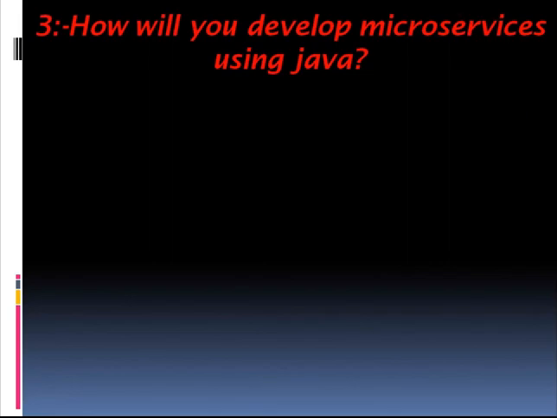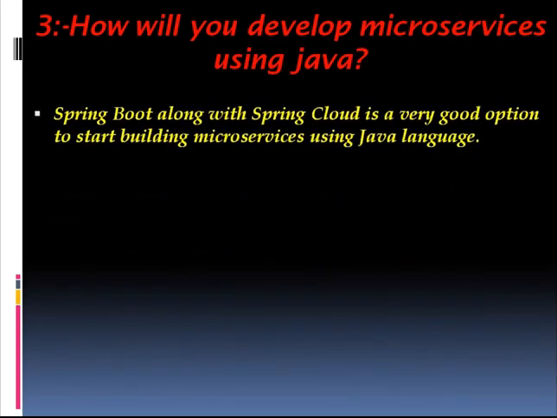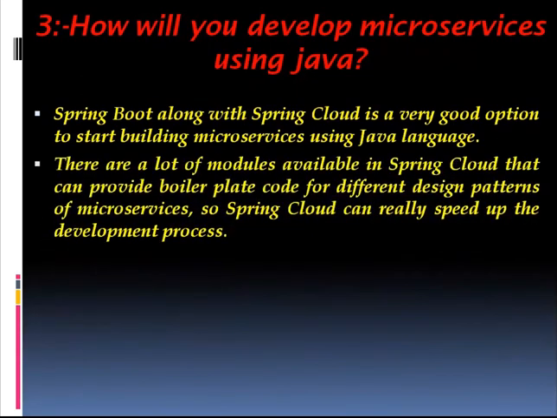Our third question is how will we develop microservices using Java? There are very useful tools, that is Spring Boot. Spring Boot along with Spring Cloud is a very good option to start building microservices using the Java language. There are a lot of modules available in Spring Cloud that can provide boilerplate code for different design patterns of microservices. So Spring Cloud can really speed up the development process.